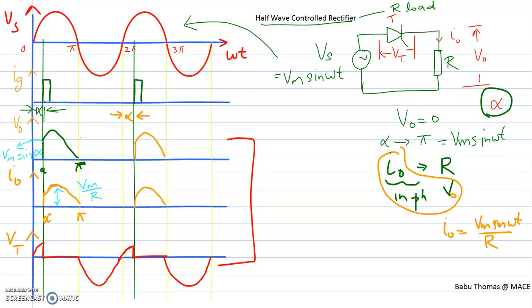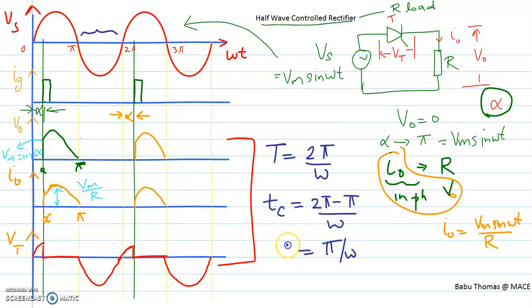The total time period of the circuit is given by T equals 2 pi by omega, and from here we can define the circuit turn off time Tc. The device is reverse biased in the period from pi to 2 pi over here, and therefore Tc is nothing but 2 pi minus pi divided by omega, which is pi by omega. So Tc is nothing but pi by omega.